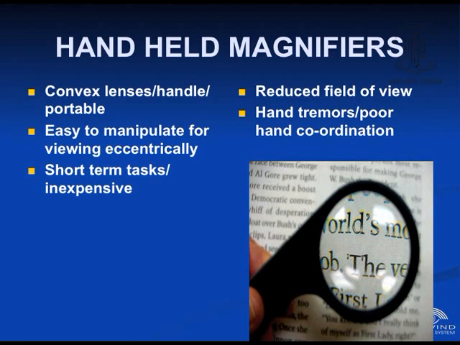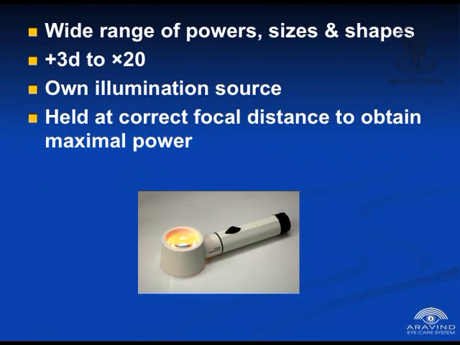Handheld magnifiers are convex lenses, and a disadvantage is a reduced field of view, and they are especially difficult for people with hand tremors or poor hand coordination. A wide range of power, sizes and shapes are available, plus 3 diopters to 20x. Many of them have their own illumination source, and they must be held at the correct focal distance to obtain maximal power.